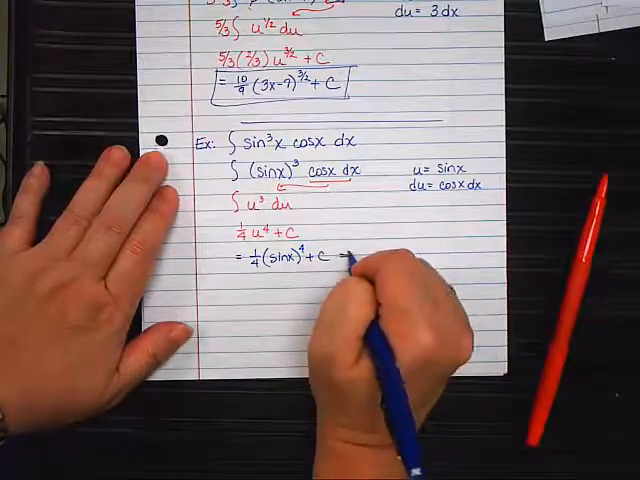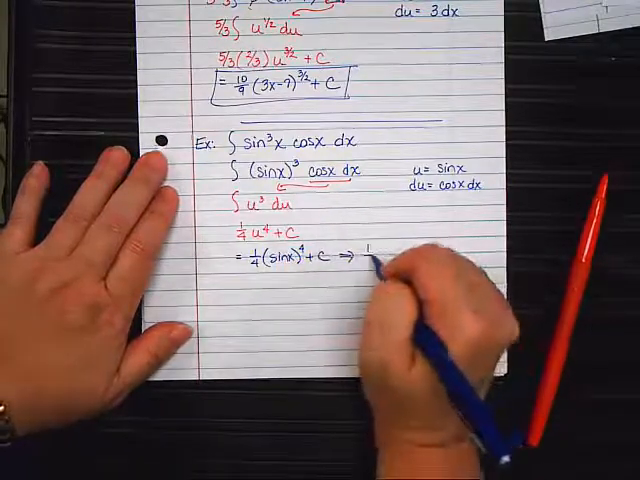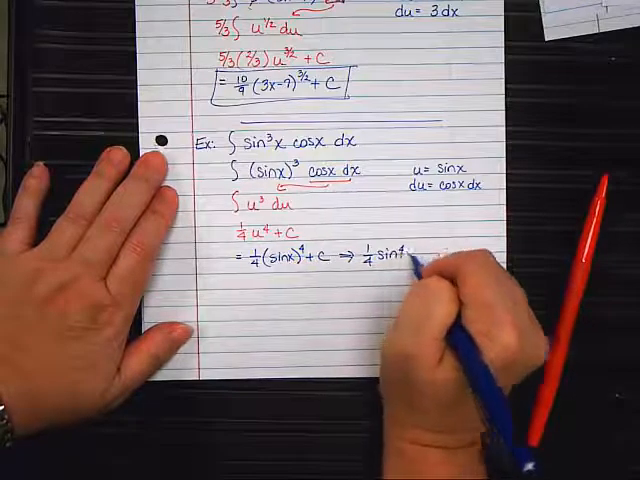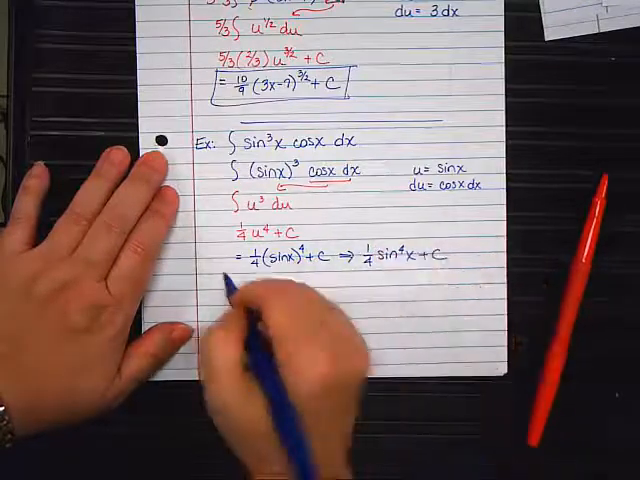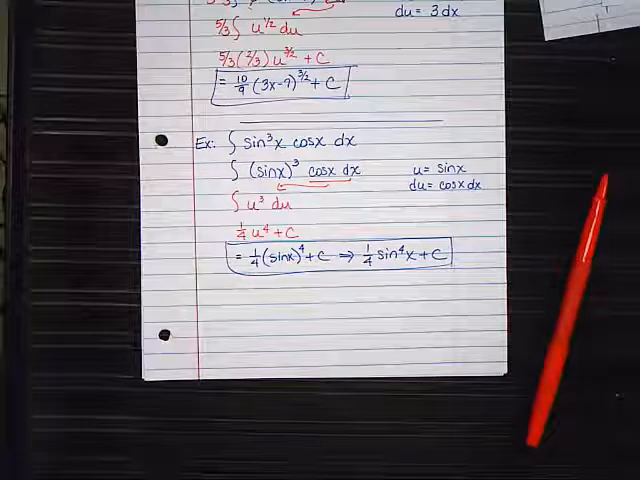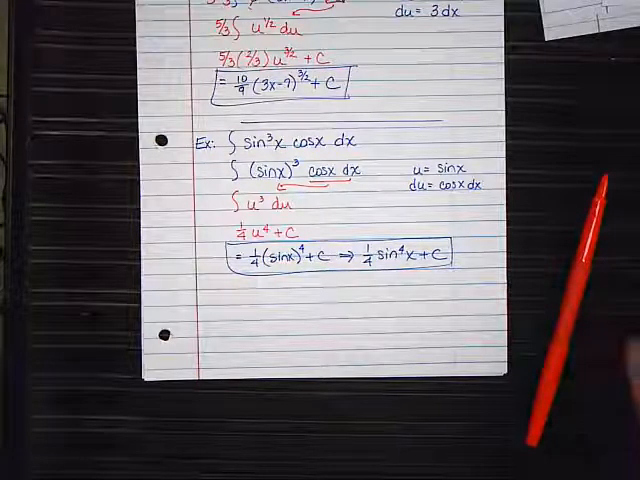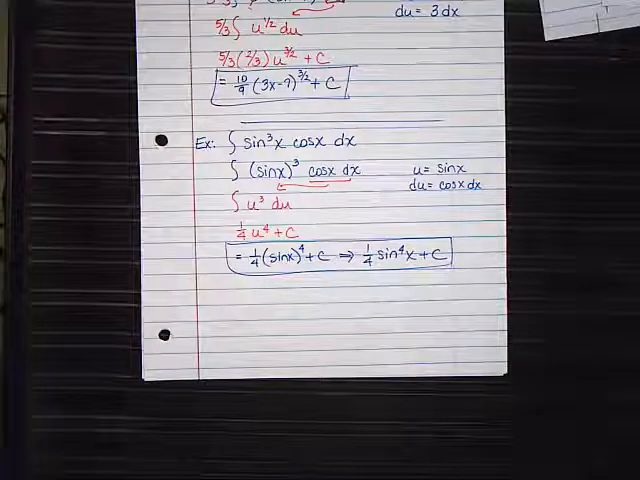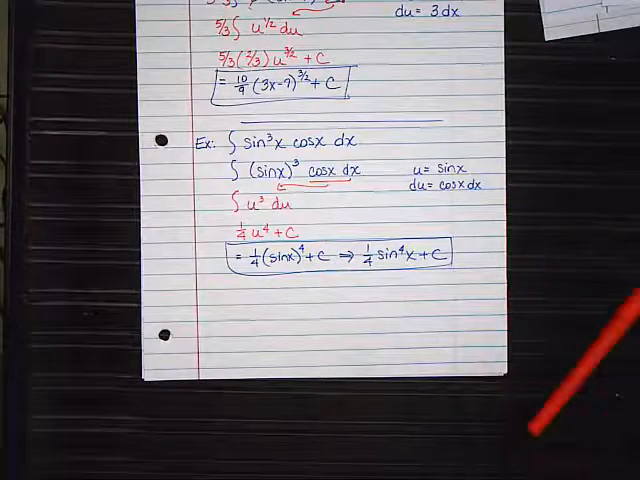Or you can write it with a 4 back inside. 1/4 sine to the fourth of X plus C. Either answer is correct. You just put the 4 back inside where it came from. All right. Any questions on that problem?